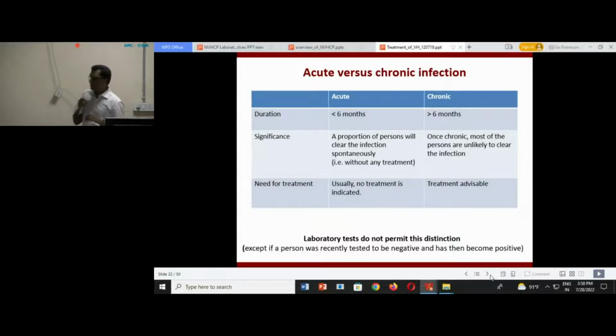Once the disease is confirmed and it is persisting for more than 6 months, here we have to treat the patient.